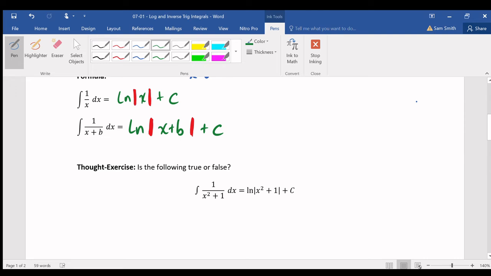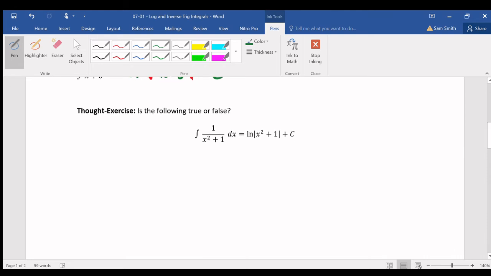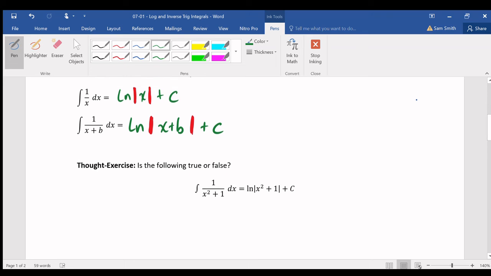Now we have to be careful not to take this rule too far. Here is a thought exercise. What if I tried to take the antiderivative not of 1 over x plus b, but of 1 over x squared plus 1? Can I still take the absolute value of x squared plus 1 and then take the natural log of that? Would that be the antiderivative of 1 over x squared plus 1?